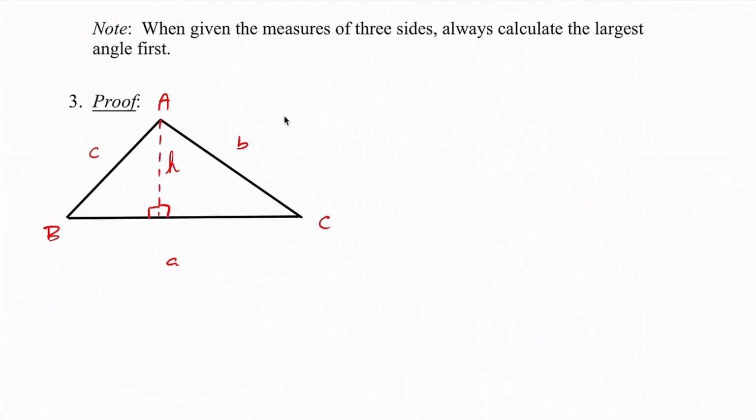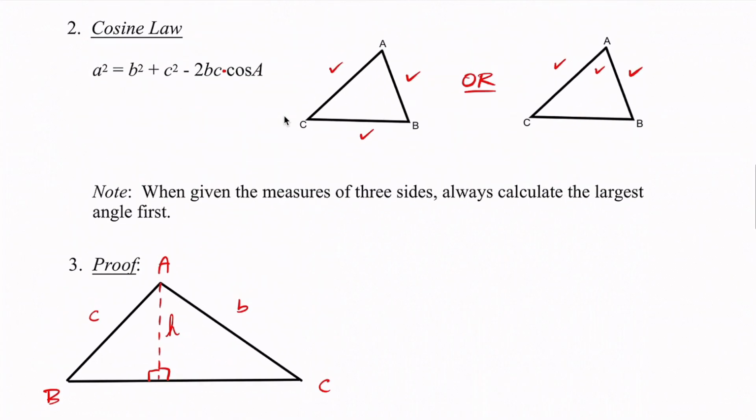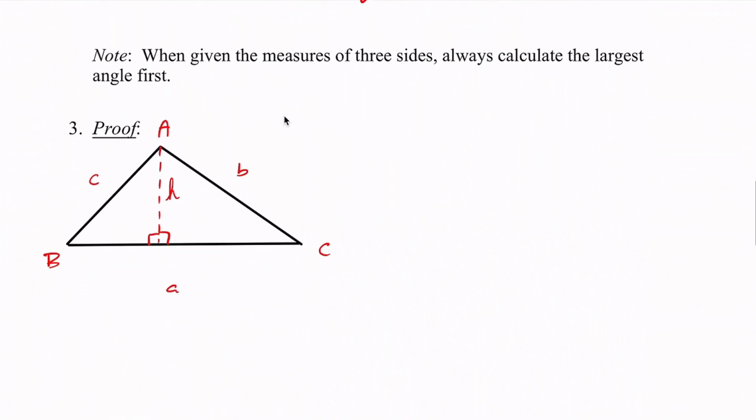Because if you look at the cosine law, you see this a squared equals b squared plus c squared, and that kind of resembles something of the Pythagorean theorem. So we're going to use a little bit of Pythagorean theorem, and we're going to use the cos ratio as well, and it'll kind of work some magic, and we'll come up with the proof.